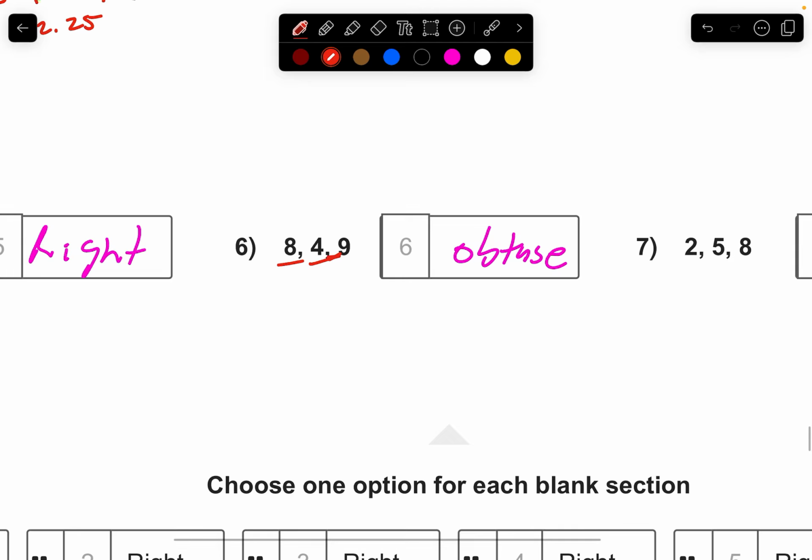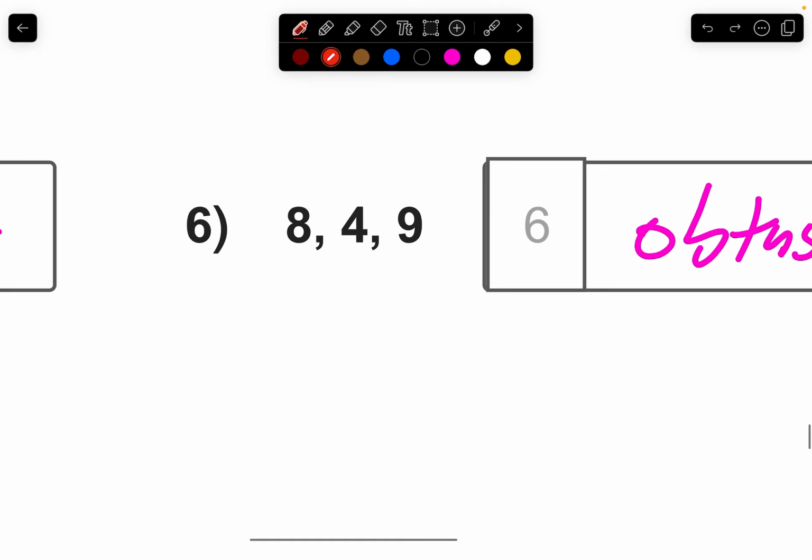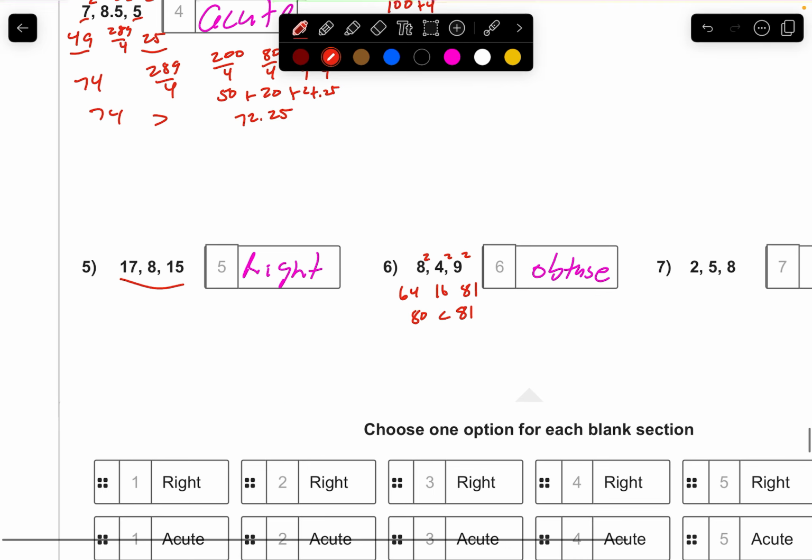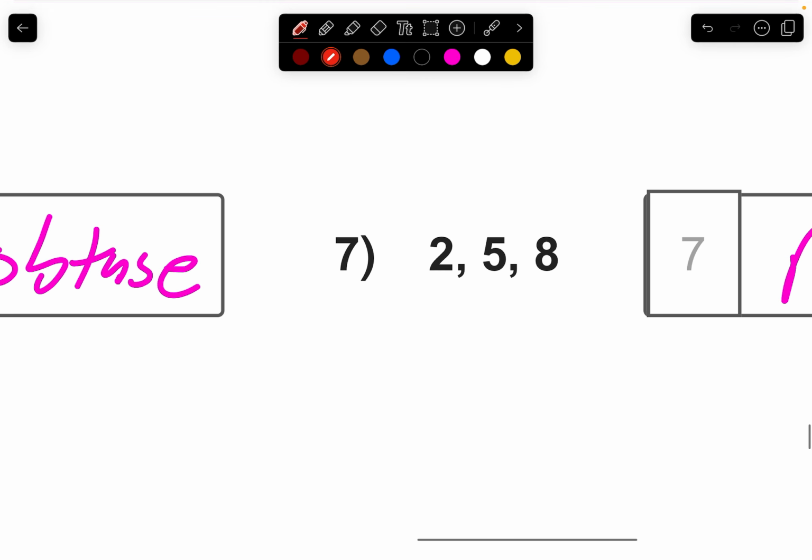8 plus 4 is 12. Is 12 more than 9? Yes. So then we go to Square Town. Square, square, square. 64, 16, 81. We add the two smaller ones. 80, 81. 81 is bigger. If c squared is bigger, it is obtuse. Nailed it.